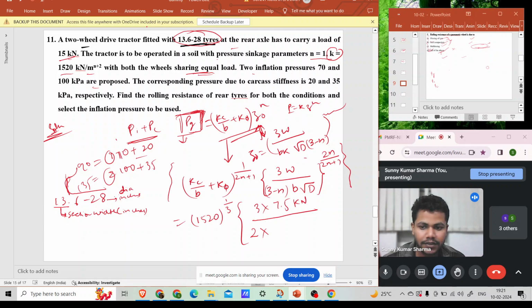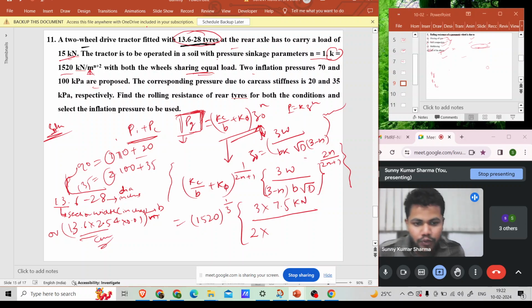From here you have to calculate the rim diameter overall, and then you will calculate the overall diameter. Diameter is required here for T. Width is directly 13.6 into 2.54. But this is in centimeter and our unit is meter, so 13.6 into 2.54 into 0.01 you will do. You will get this in meter. This is section width.